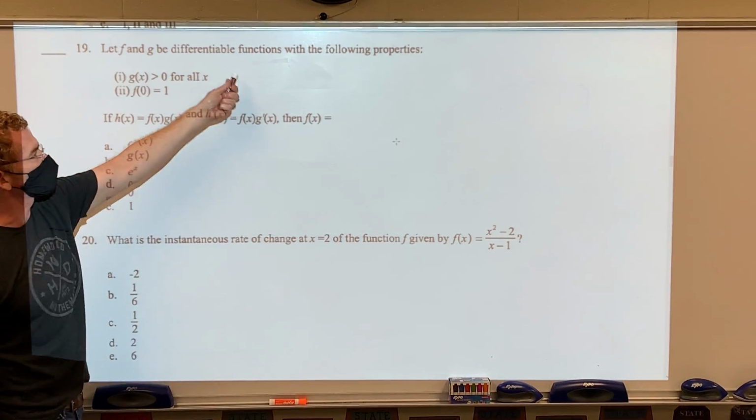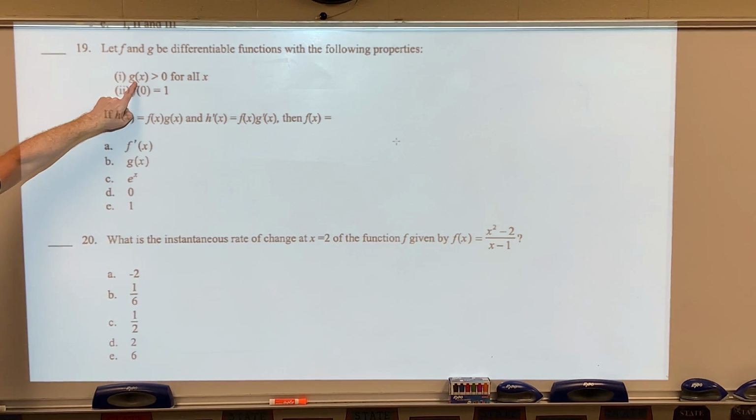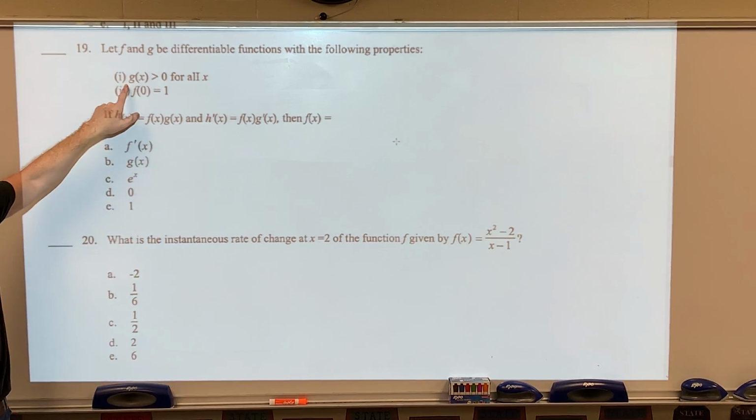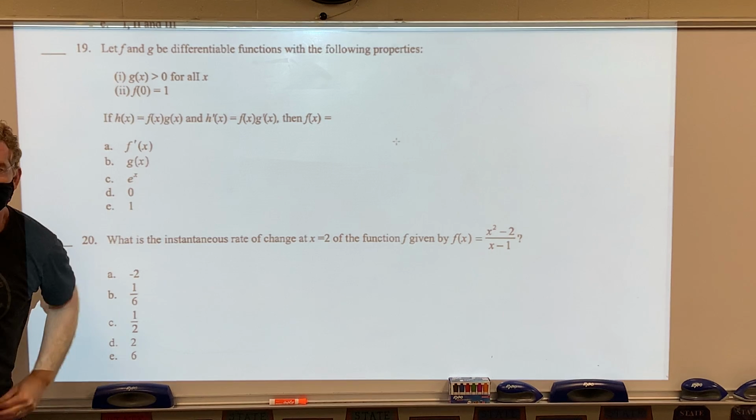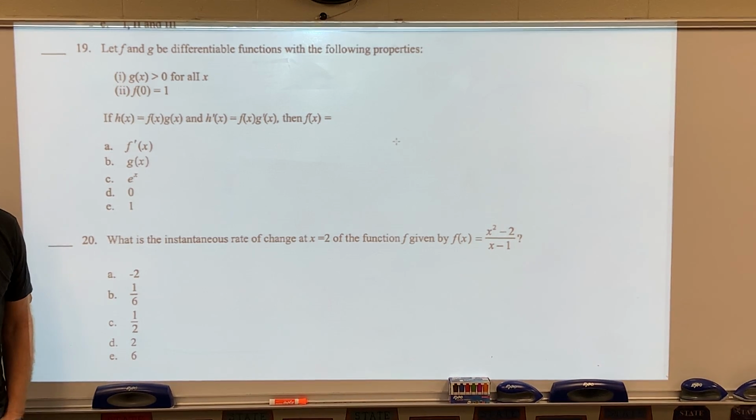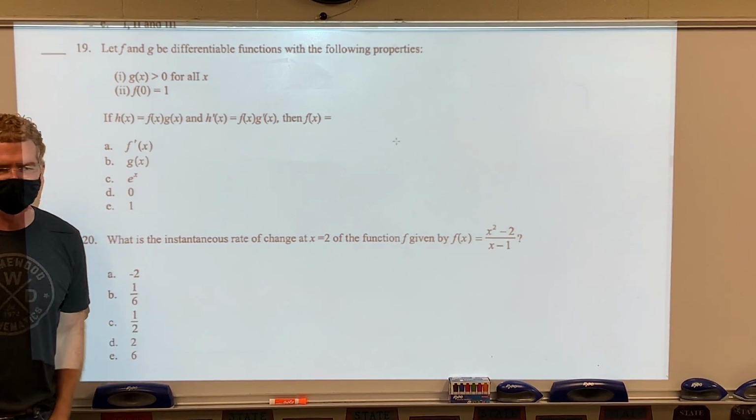Let f and g be differentiable functions with the following properties. Okay, so you have these functions. What is this saying? Speak loudly. What do you have? What does that say?